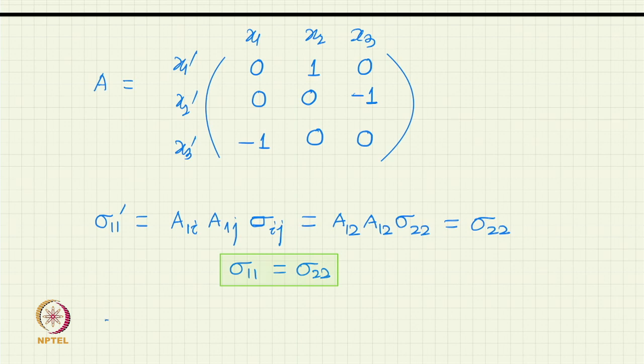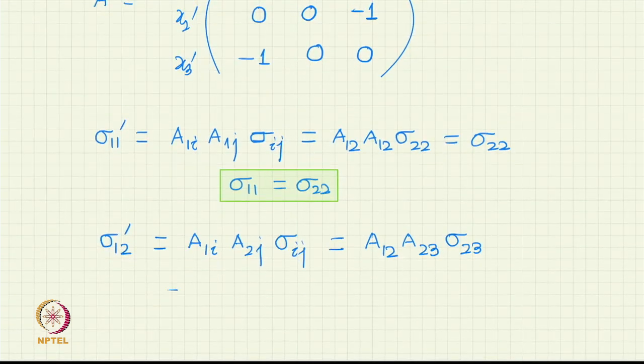So I leave that and I look at one of the off diagonal terms, sigma 1 2 prime. So what will sigma 1 2 prime be? It will be a1i, a2j, sigma ij. In the first row we have only the 1 2 term, so a1 2. In the second row we have only the 2 3 term, a2 3, sigma 2 3. But 1 2 is positive, whereas 2 3 is negative.